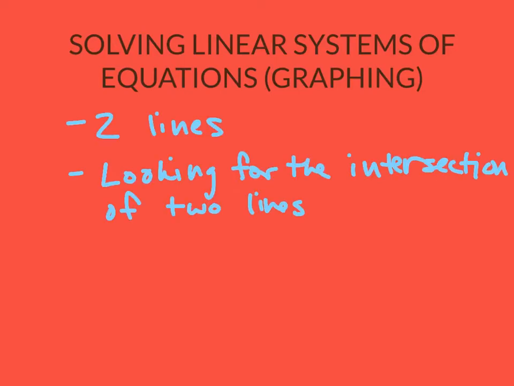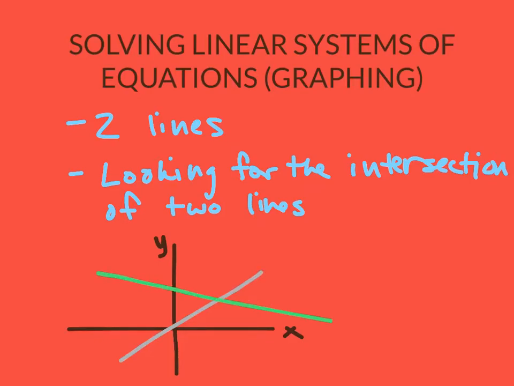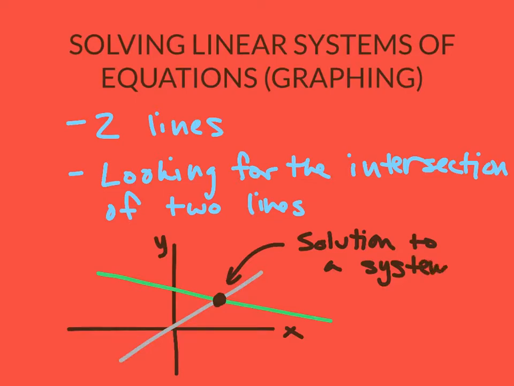And when I have two lines on a graph, let's draw a graph real quick. Any graph will work, x, y axes. And let's say that I have one line and then another line. What I'm looking for is this point of intersection. This is my solution to a system of equations, okay?